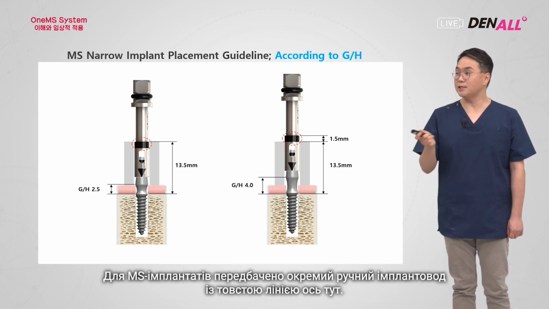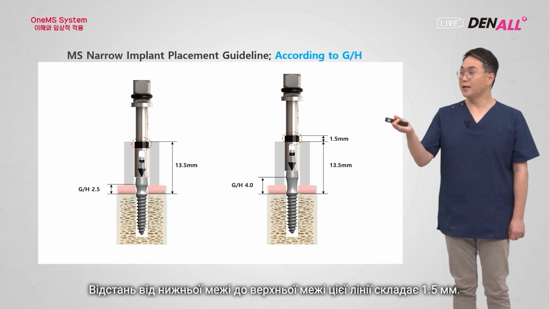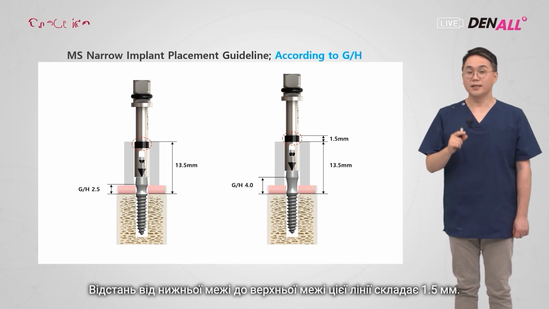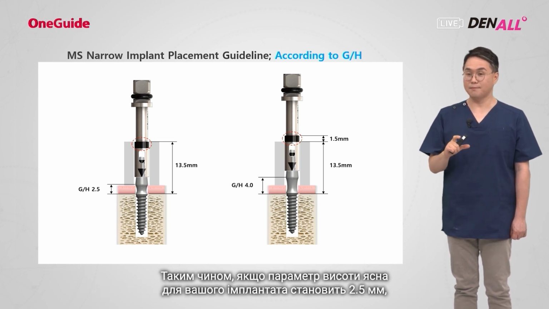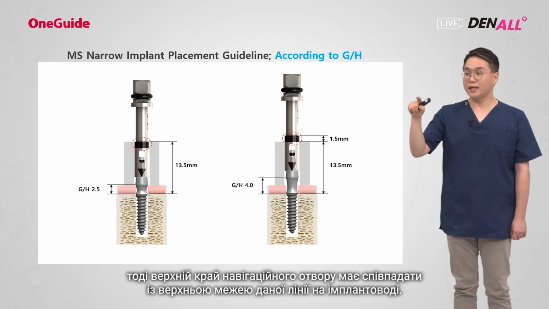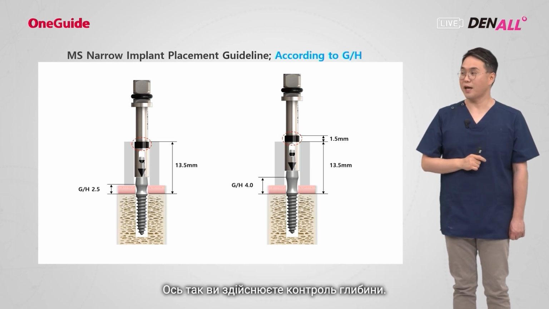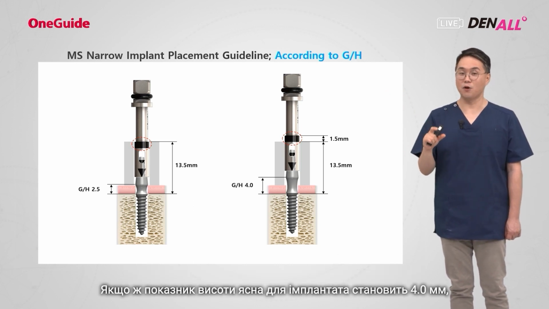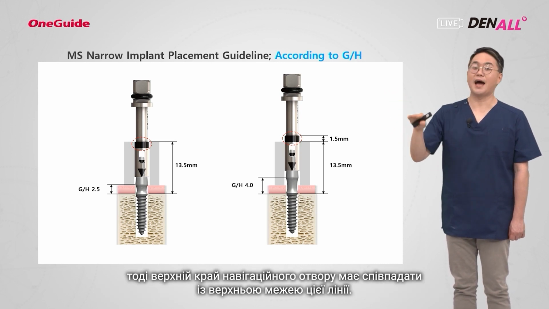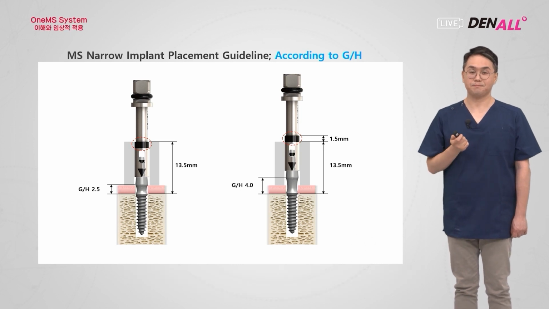So the planned implant gingiva height will determine the depth that you need to go into. For MS, you have a dedicated fixture driver, and there is a thick line; between the top and bottom of the line, the gap is 1.5 millimeters. So if the gingiva height of your implant is 2.5, the guide hole top needs to go to the top of this line. That's how you control depth. If the gingiva height of your implant is 4.0, then the guide top needs to match the bottom of this line.